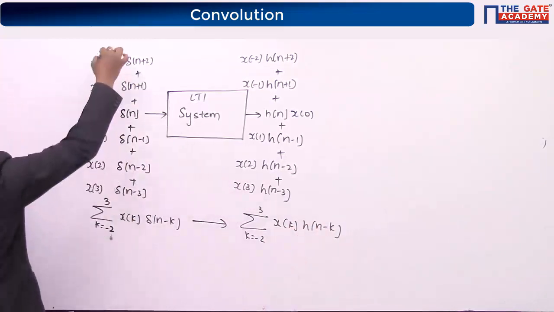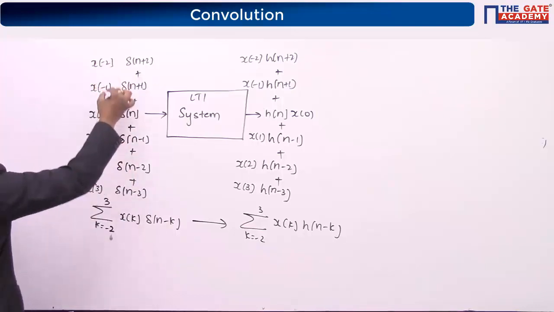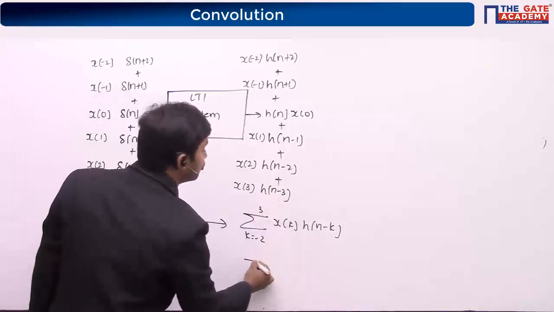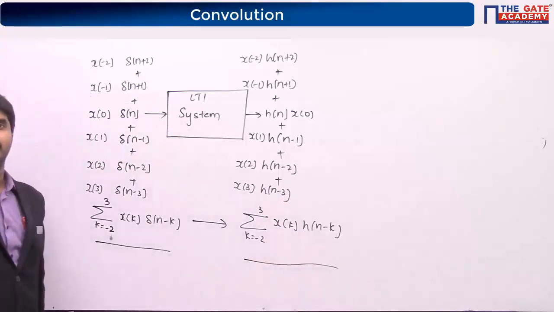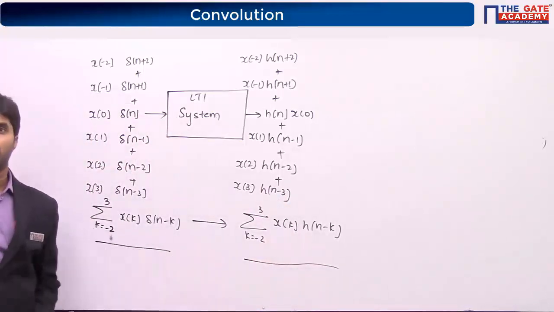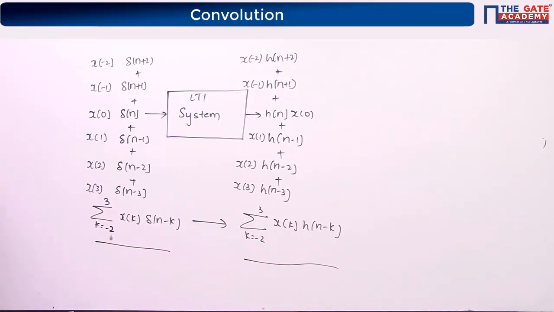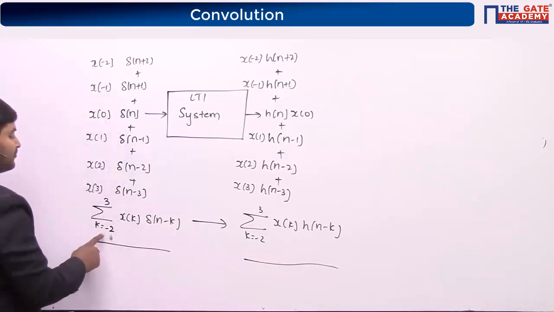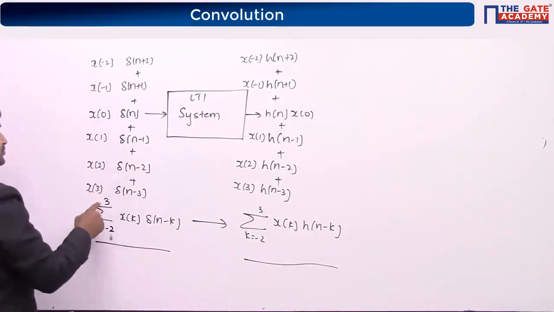Please let me know whether you have understood this or not. If I add all of them, I'm going to get something like this. Please let me know whether this is clear or not. So in a generalized case, this is nothing but a specific case. I'm considering only from minus 2 to the value of 3.